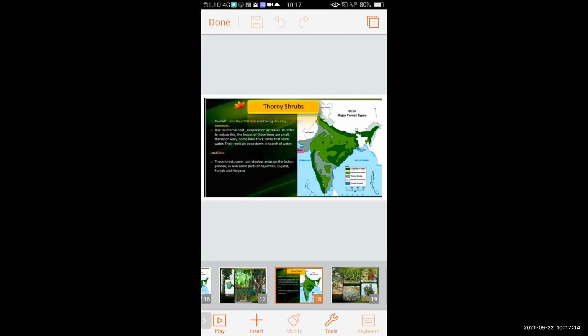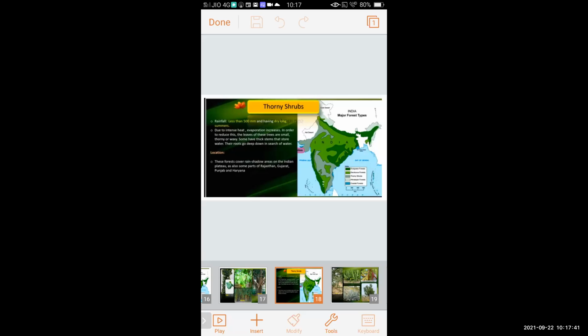So the location where thorny shrubs in India are found is in the rain shadow areas. Rain shadow areas means the areas where there is very little rainfall. So that area is called rain shadow areas, and that is on the Indian plateaus, the rain shadow areas on the Indian plateaus, as also some parts of Rajasthan, Gujarat, Punjab, and Haryana.